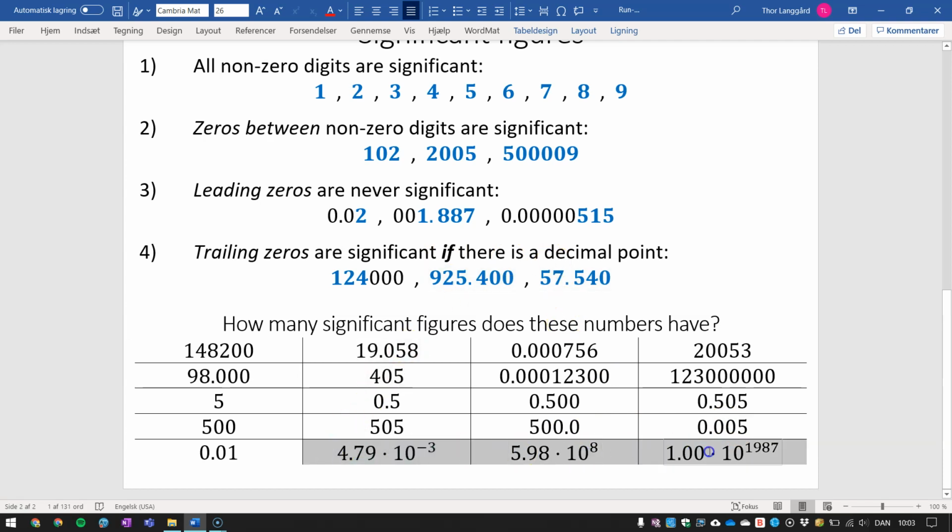If I'm given numbers in scientific notation, I just look at the number in front of the multiplication by 10 to the power of some integer. So this would be 3, 3, and 3 significant figures. I hope that helps.